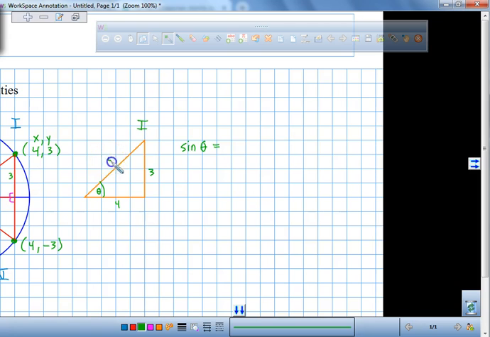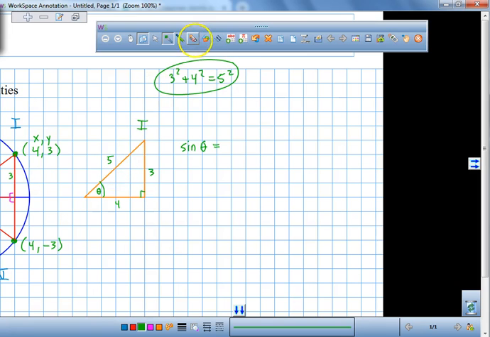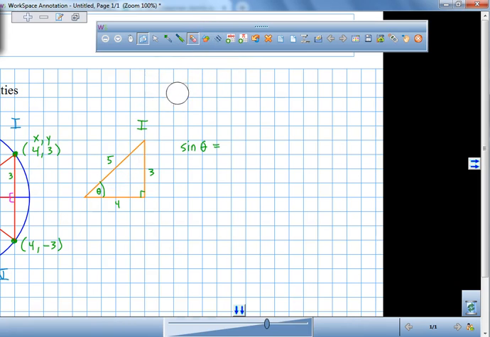Now, this is a 3, 4, 5 triangle. Does everybody understand that? You should know the 3, 4, 5 right triangle. You probably have seen it before at some point, hopefully. If you're not sure how I got it, it's 3 squared plus 4 squared equals 5 squared. So that's how I got the 5, in case you're wondering. All right? What is the sine of theta?